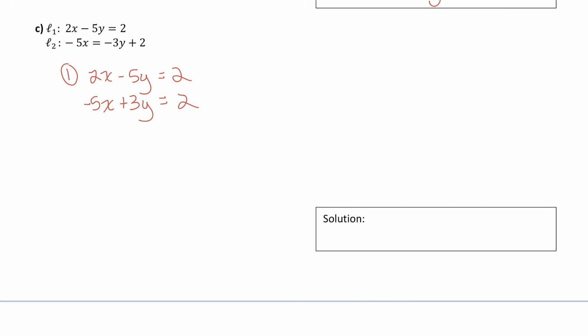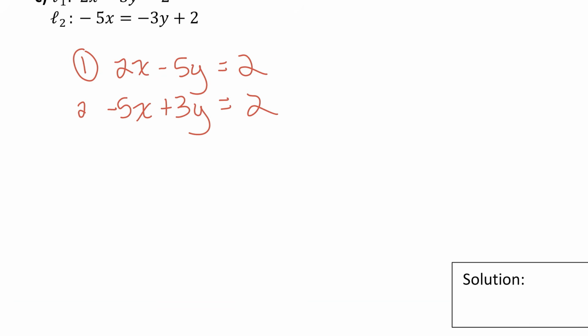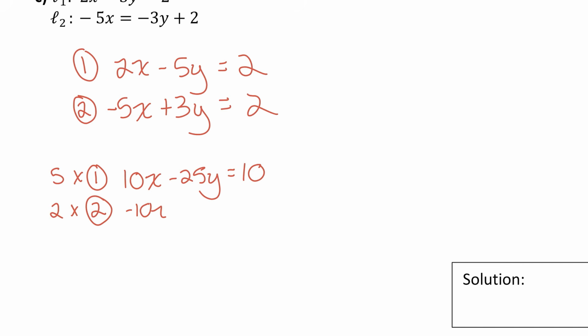And now this time, let's eliminate the x's. If I want to eliminate the x's, I'll make both of their coefficients have an absolute value of 10. That's a common multiple between 2 and 5. So I'll need to multiply equation 1 by 5. So 5 times equation 1. Multiply all three terms in equation 1 by 5, which gives me 10x minus 25y equals 10. And I'll multiply equation 2 by 2. That will give me negative 10x plus 6y equals 4.